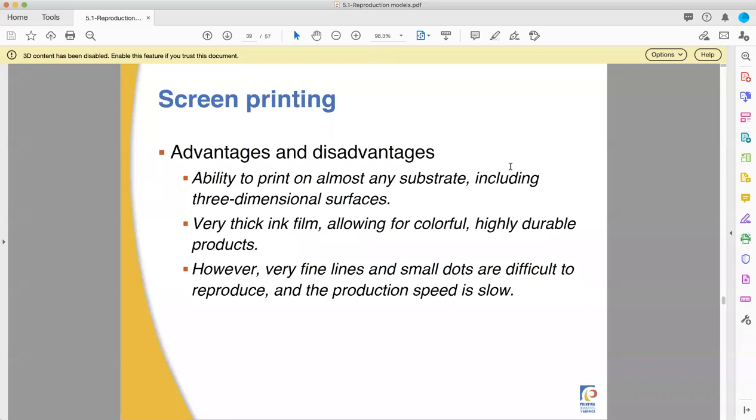So screen printing has its advantages and disadvantages, just like everything else. The greatest thing about screen printing is you can print on anything. I'm not saying you should and you'll get in trouble if you do, but you could take the screen off the stand, put it on the floor below you and print on that floor, and you've done it.